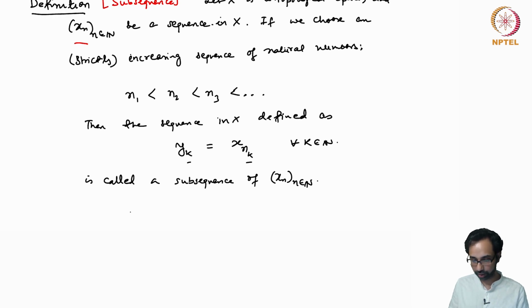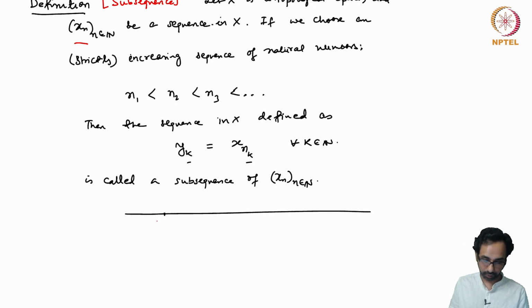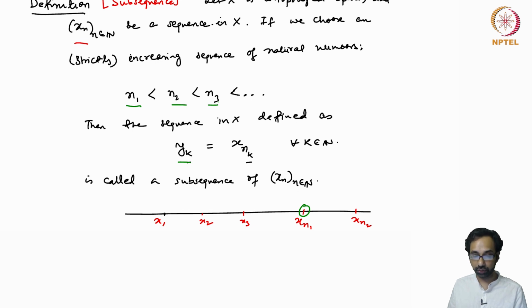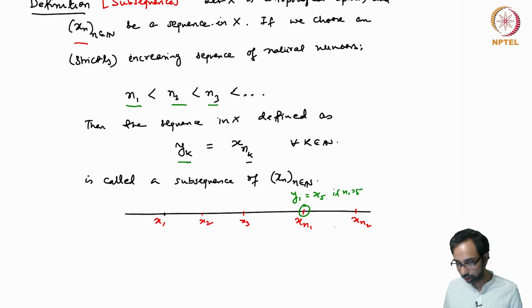So suppose we have this sequence of points x1, x2, x3, etc. Let's say this is xn1, this is xn2, and so on. This is the original sequence, but when you are defining the sequence yk, you are only choosing the points which appear in the indexes for the strictly increasing sequence of natural numbers that we have chosen. So the first one is y1, which is x n1. For example, if n1 equals 5, then y1 is x5, and similarly you can have y2 equals x100 if n2 equals 100, and so on.